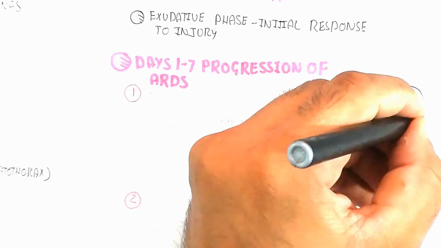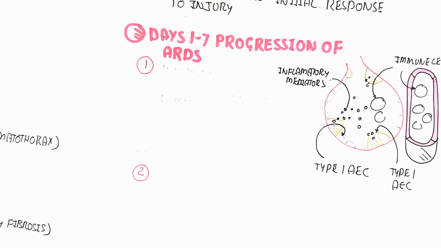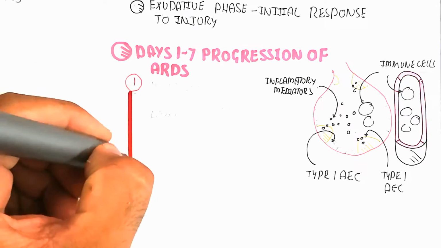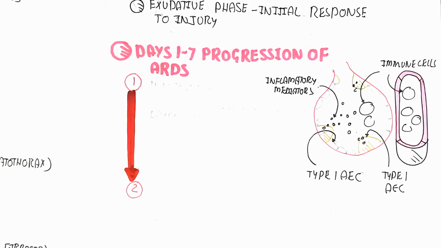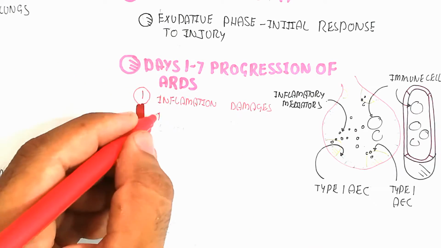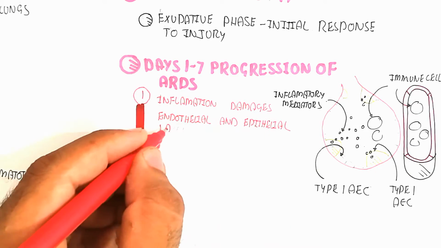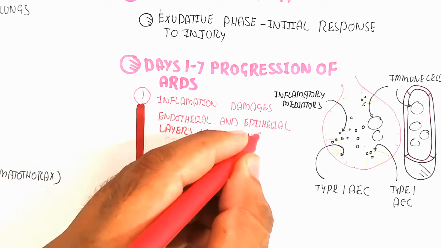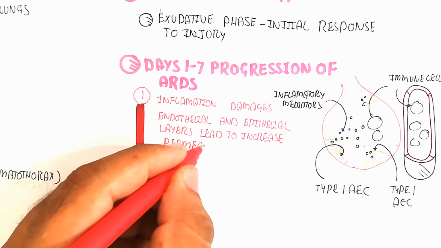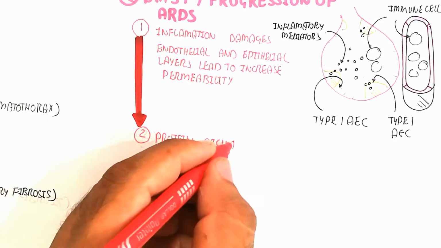When fluid increases in the air sac, which contains bacteria, the bacterial infection can lead to pneumonia also. The type 1 AEC and type 2 AEC cells: the type 1 AEC will be infected, because damage releases inflammatory mediators, and damage also occurs due to the water or fluid retention.